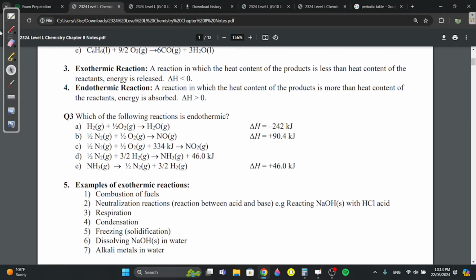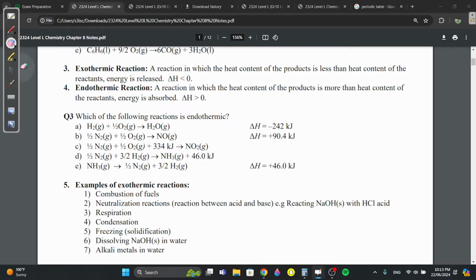Which of the following is endothermic? Obviously, the endothermic ones would be the positive delta H. This is negative, so no. This is positive, definitely yes. Here you have energy being absorbed because it's on the left, it's in the reactants. If it's being absorbed, definitely it's endo. Here you have the energy in the product, so it's being released, it's going to be exo. Okay, here you have a positive delta H, so it's correct.